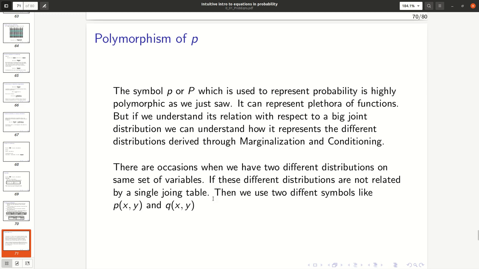But there are occasions when we have to use two entirely different distributions on the same set of variables. These distributions may not be related to each other through a single joint table. Only in such cases will we use different symbols to represent the probability. For example, one distribution as P of xy and another distribution as Q of xy.